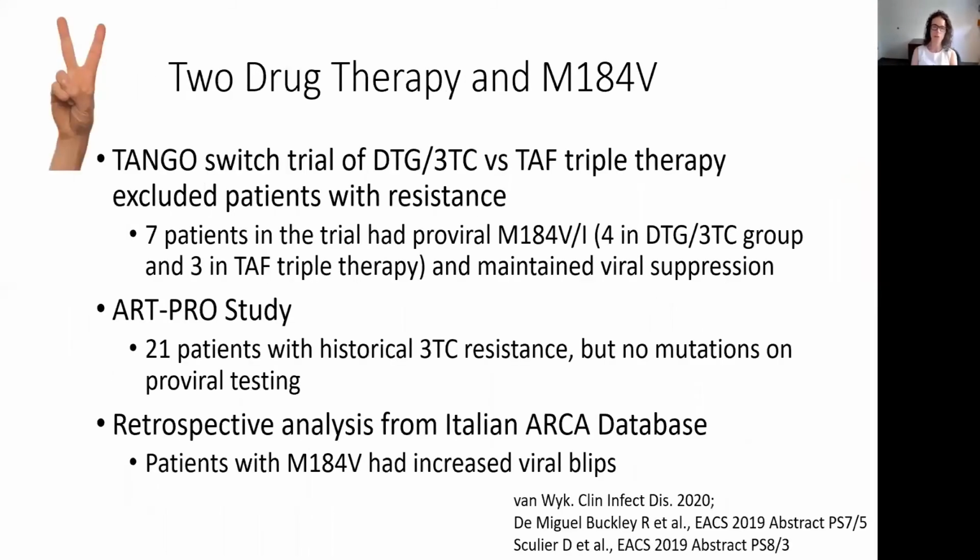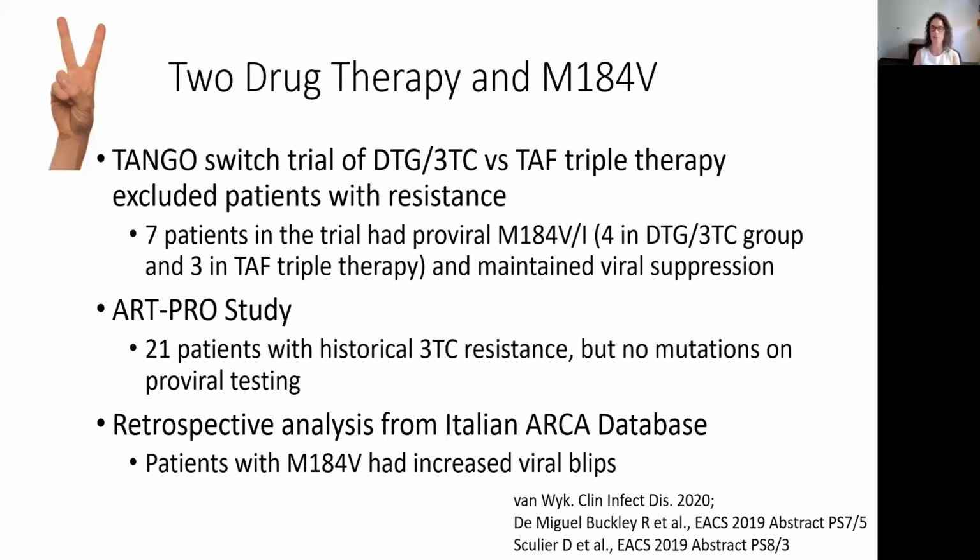So what about 2-drug therapy in M184V? Well, the bottom line is that we really don't have that much data on this. And let's go through the little bit of data that we do have. So the TANGO study was a large randomized trial that randomized patients to either staying on their TAF-based triple therapy or switching to dolutegravir and 3TC. This was a large study and excluded patients who had resistance.